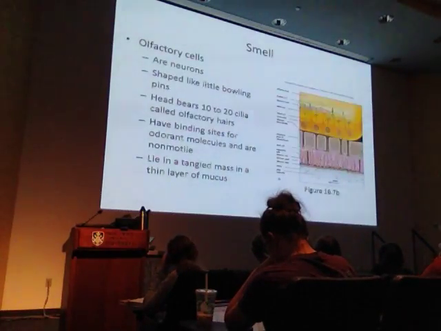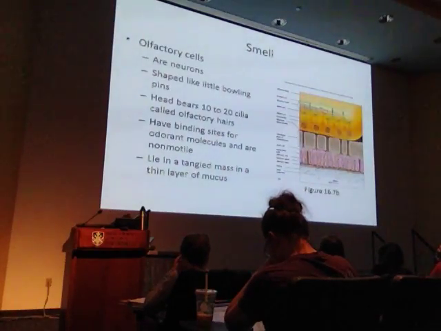For right now, what we are really focused on is it also encourages these odorant molecules, which are chemicals in the air, to actually get trapped within that mucus, dissolve out, and then be detected by the olfactory hair.